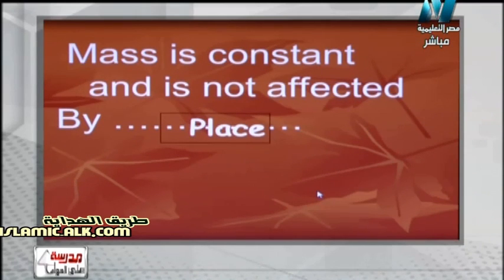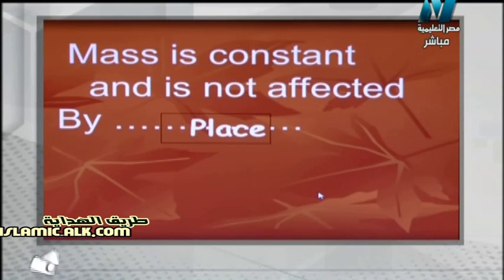So imagine that if your mass here on the earth is 50 kilogram, your mass will be also 50 kilogram on the moon. Your mass will be also 50 kilogram on Jupiter, on any planet, on any place in the universe. في أي مكان في الدنيا كلها أو في الكون كله your mass doesn't change. Why? Because mass isn't affected by changing the place. الماس ما بتتأثرش بتغيير المكان.